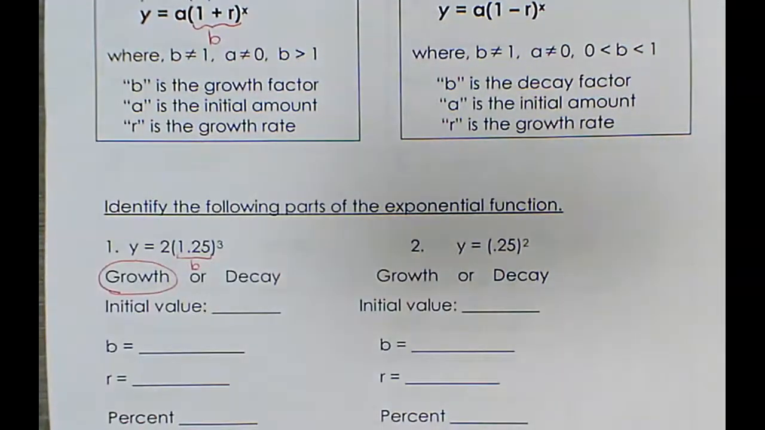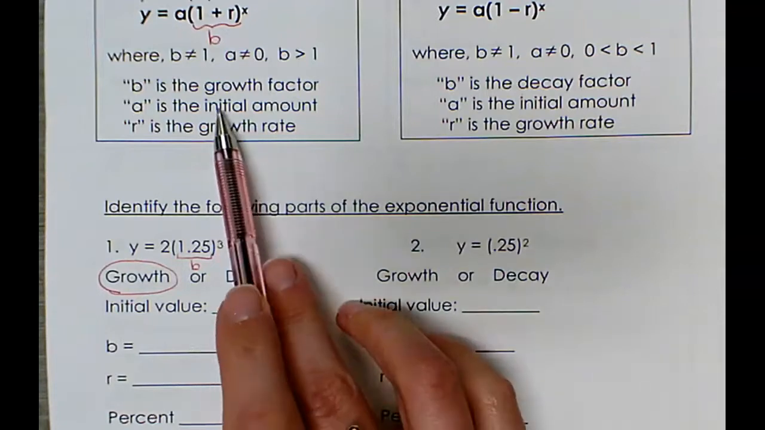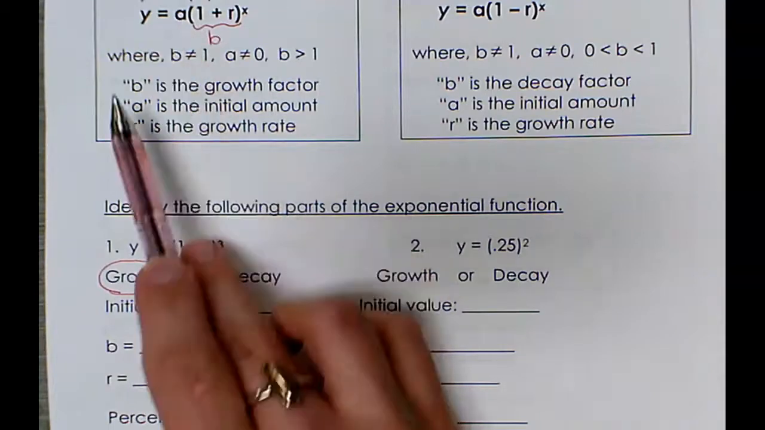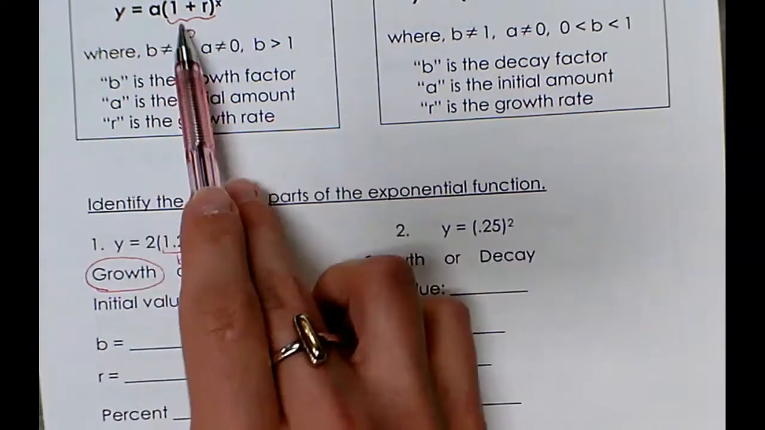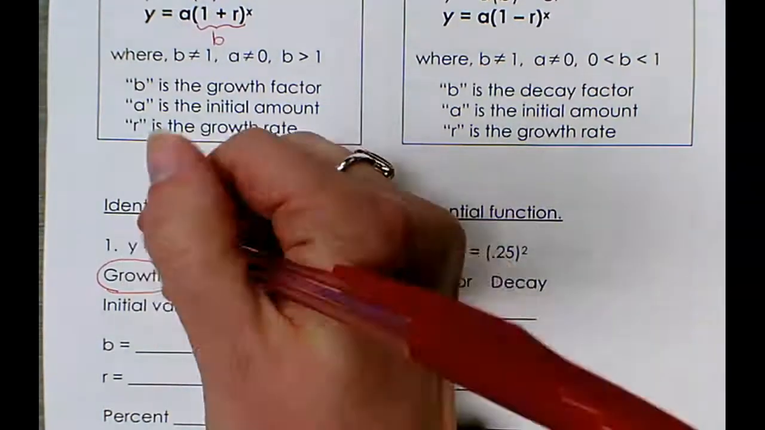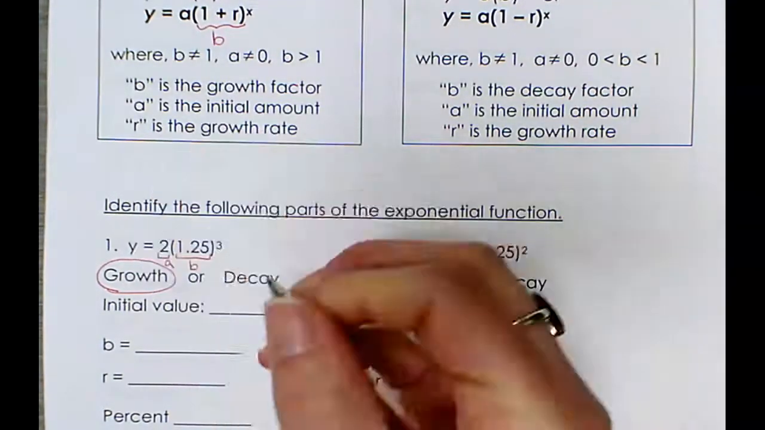My graph would be increasing from left to right. The initial value is the initial amount. It's the A that you see. It's what you start with, kind of like your starting point. So that initial amount here out in front would be 2. This is your A value.